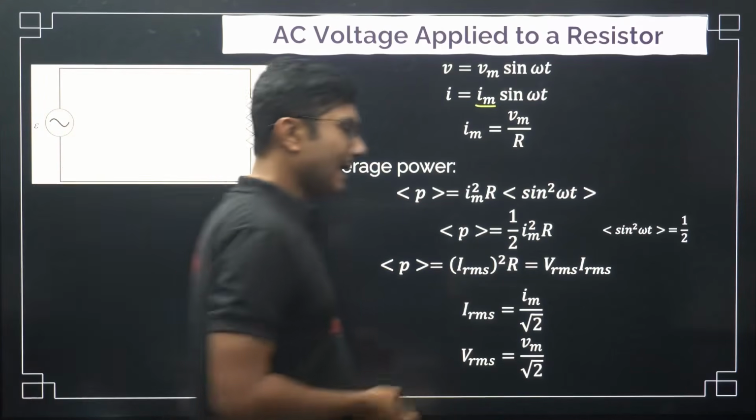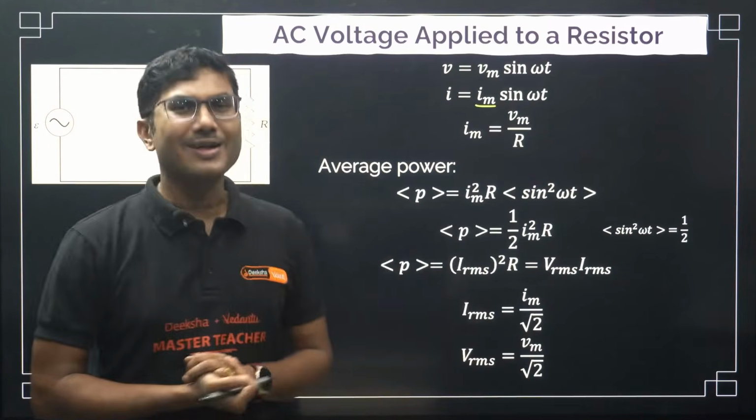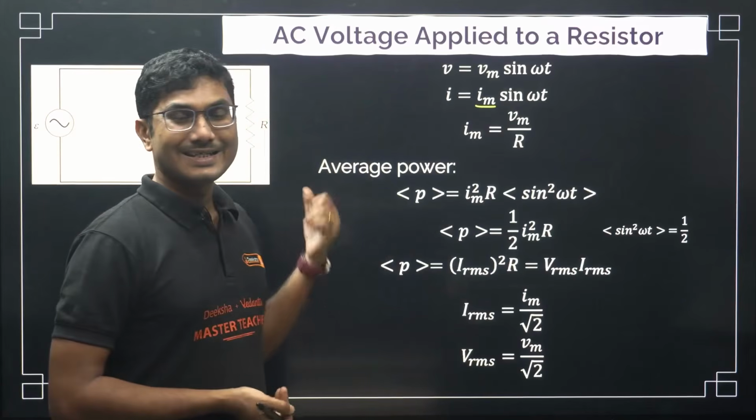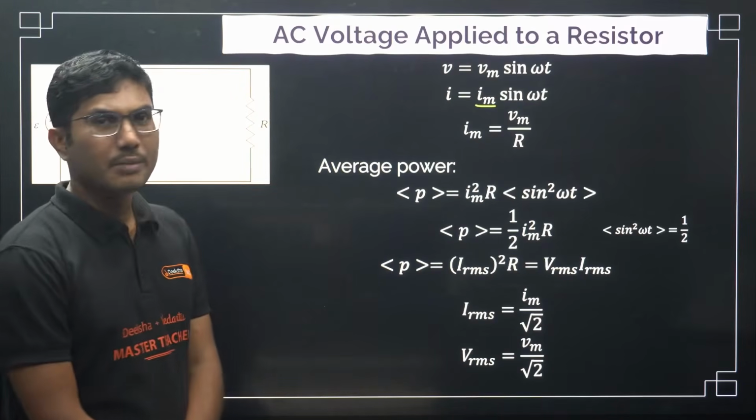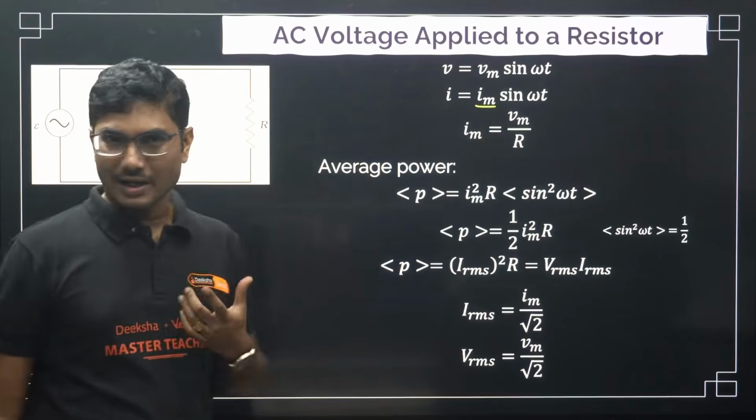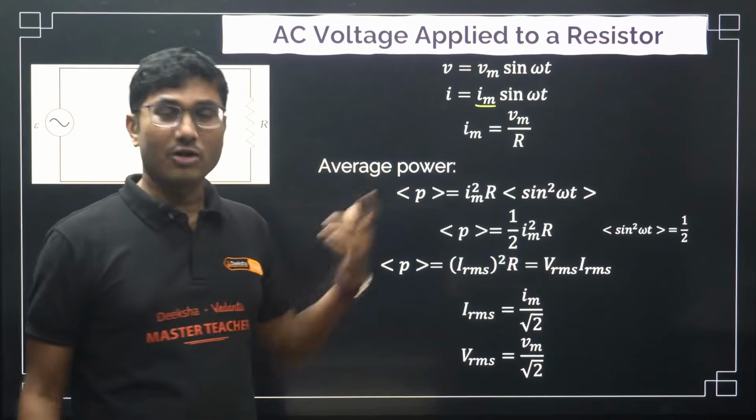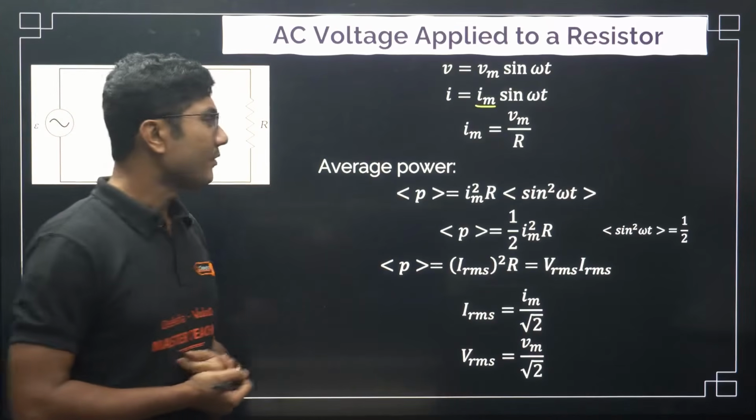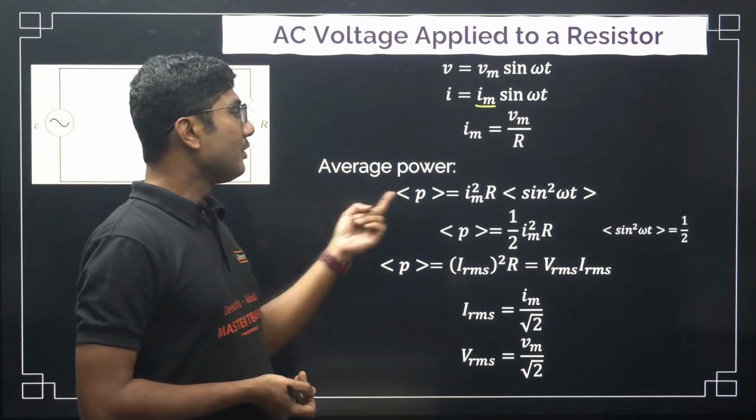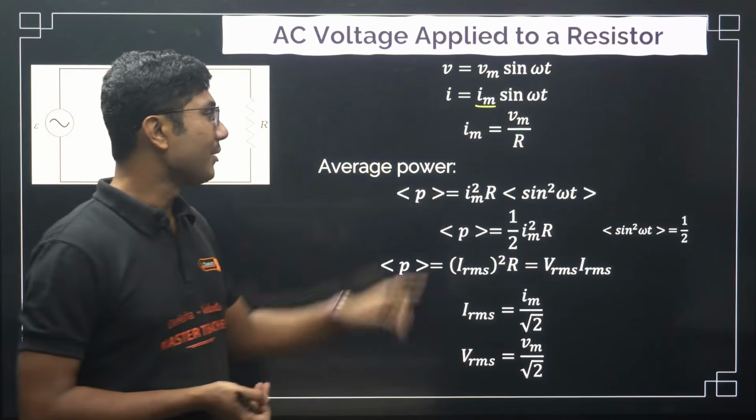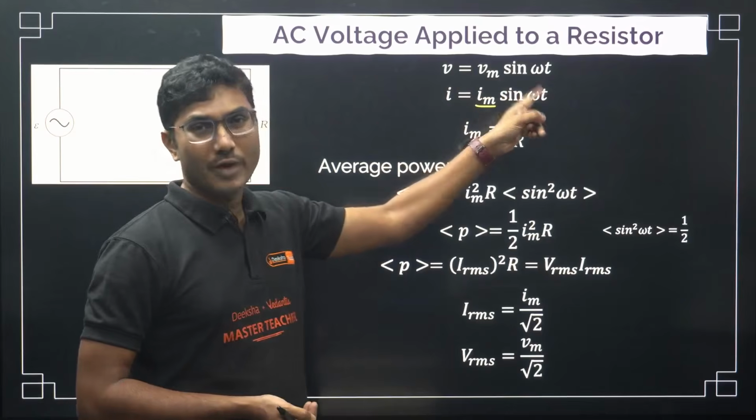Now in AC, the term power has very little importance. The only thing that we are interested in is average power. Average power is more important than regular power. P is equal to I square R, or P is equal to V into I. Whatever formula you use, you will always get the same value. Now here you have to use I square R, and I square R means Im square sin square omega t.